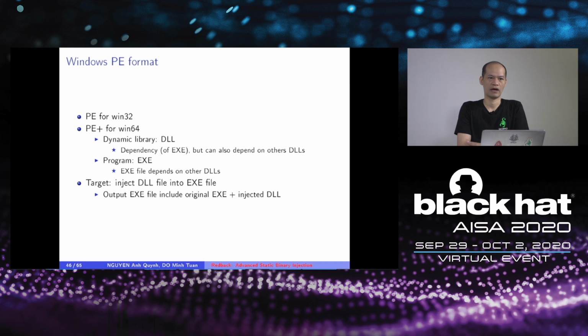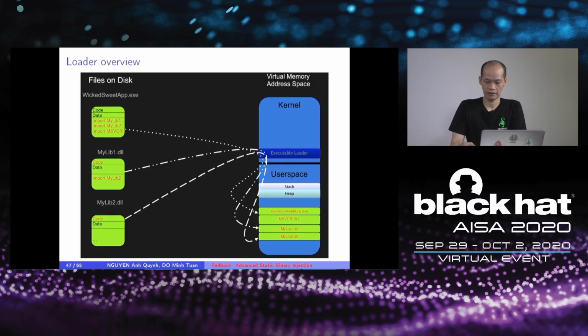So as output, we have a new output EXE file that includes the original EXE file and also the injected DLL files. Windows has its own dynamic loader and linker, and we must understand very well how the loader and linker in Windows work, so we can make Redback compatible with the whole process, so the output binary can be properly run on a Windows system.